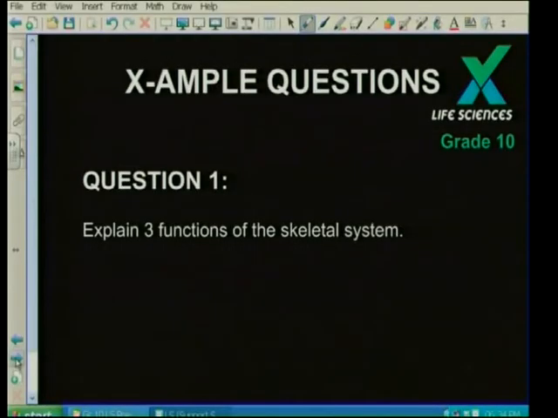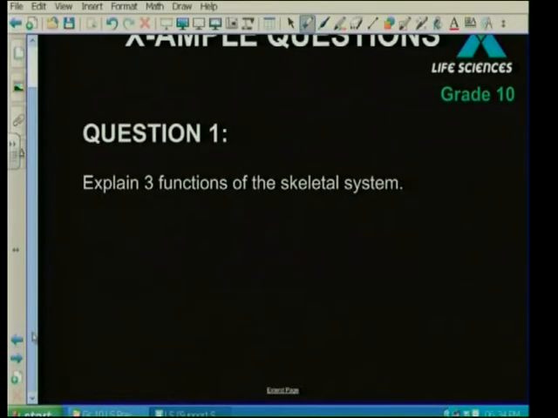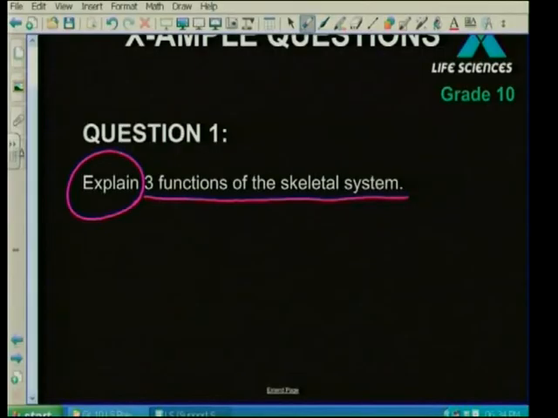Guys, it's time to look at some questions now. The first question says, explain 3 functions of the skeletal system. And what's the verb? I've been talking about this all the time. The verb tells you what to do. This verb says explain. It did not say state. You can't just say locomotion. You can't just say support. You've got to explain these 3 functions. So let's explain the 3 functions.